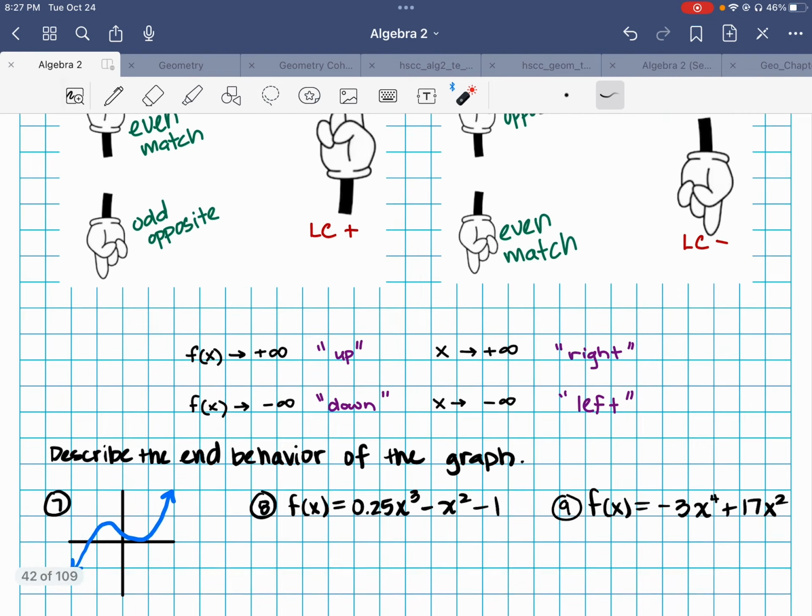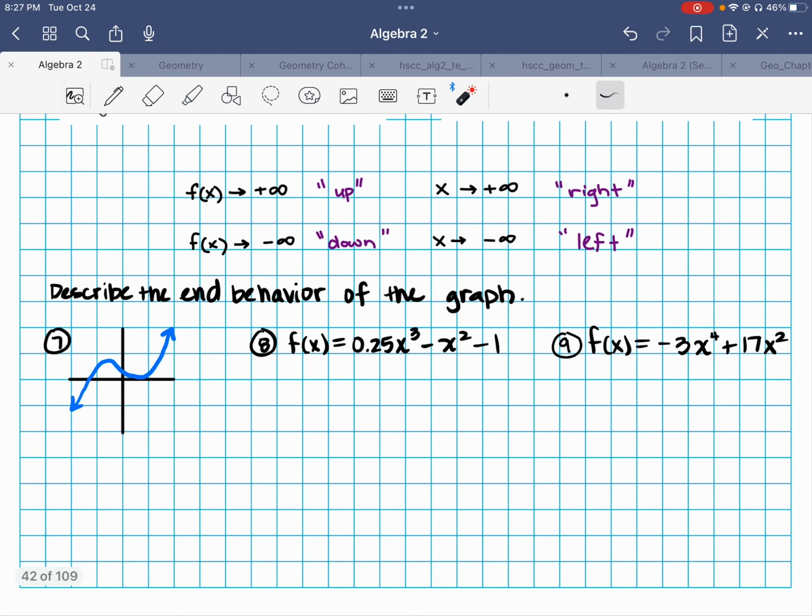All right, now let's practice it. So in question number 7, I've just drawn the graph for you. You'll notice that on the right side of the graph, it's going up. And on the left side of the graph, it's going down. So what I would say is on the left-hand side, and that's common terminology you'll see in other math courses, and the right-hand side. Now, on the right-hand side, we notice that it's going up. But on the left-hand side, we notice that the graph is going down.